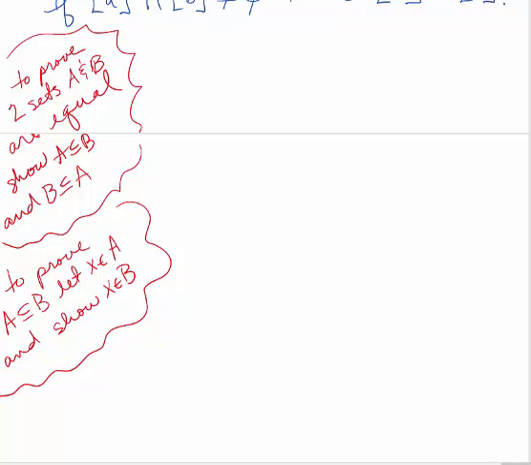So what I'm writing in red is you should include in a set of notes, maybe on a separate page, how to prove things. If you're going to prove that two sets are equal, you must show that one is a subset of the other, and vice versa. So if you want to show sets A and B are equal, show that A is a subset of B and B is a subset of A. Well, how do you prove that A is a subset of B? Let X be in A and show that X is in B.